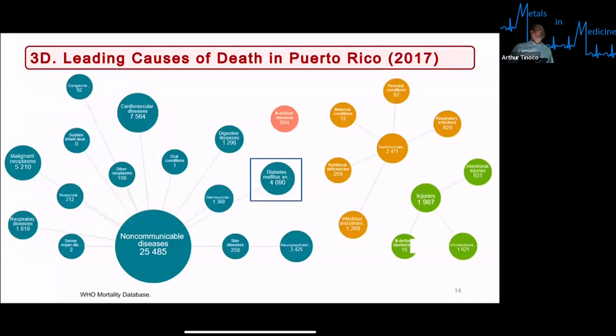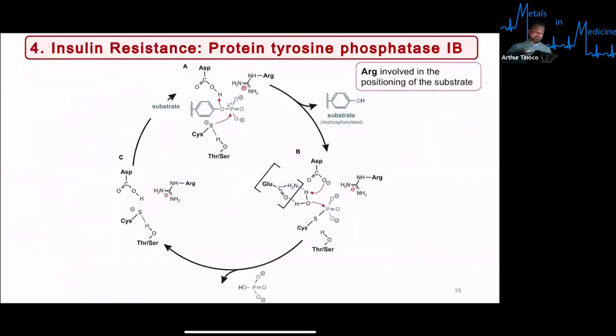Looking at this in Puerto Rico, it's a little hard to get more recent statistics. This is 2017, also reported by the World Health Organization, looking at different types of diseases: non-communicable diseases, communicable diseases, and injuries. Amongst all of the causes, diabetes is the 3rd leading cause of death in Puerto Rico. I think that number has gone up since then, but I was not able to get a very good statistic there.